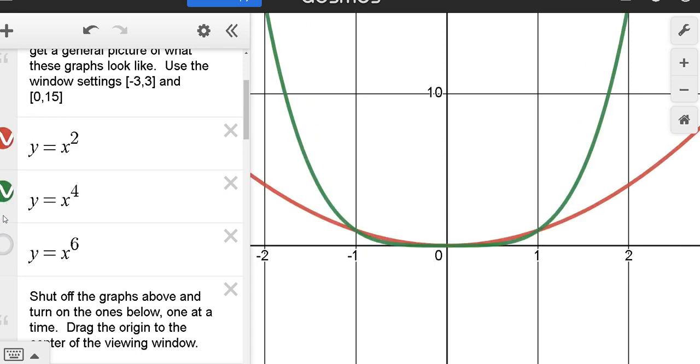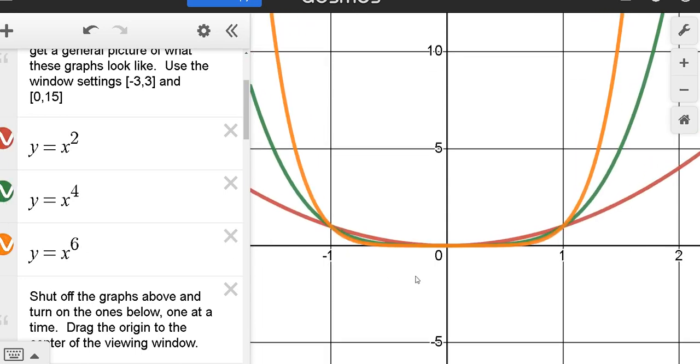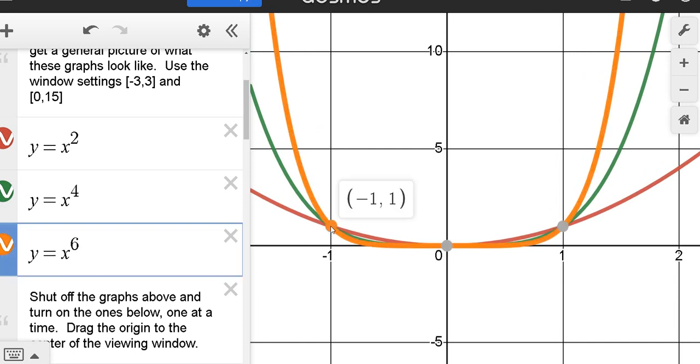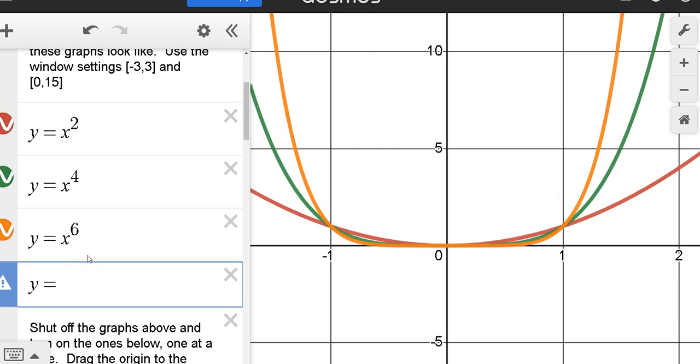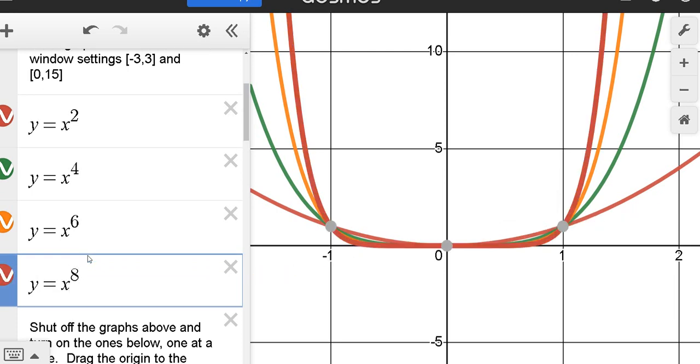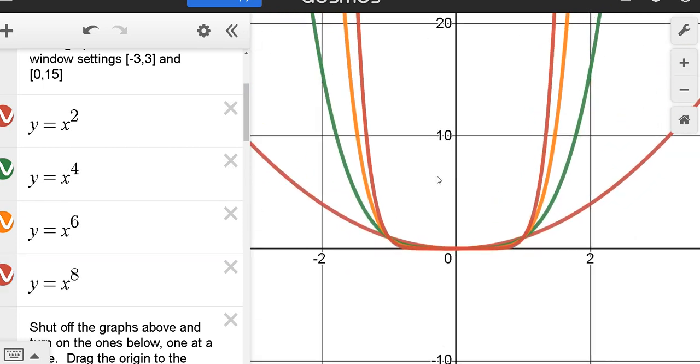Yeah? Do they all meet at -1 and 1? Yeah, they all cross at -1 and 1. So all three of these are going to cross right there. In fact, if I wanted to, I could do another one. Let's do x to the 8th. X to the 8th is going to be even flatter, but it's still going to cross at -1 and 1. But notice that x to the 8th gets even taller, even faster. So they grow very, very quickly. Hannah? So these are always going to meet at 1 and negative 1? Yes. Now, that's not the part that I want you to focus on.